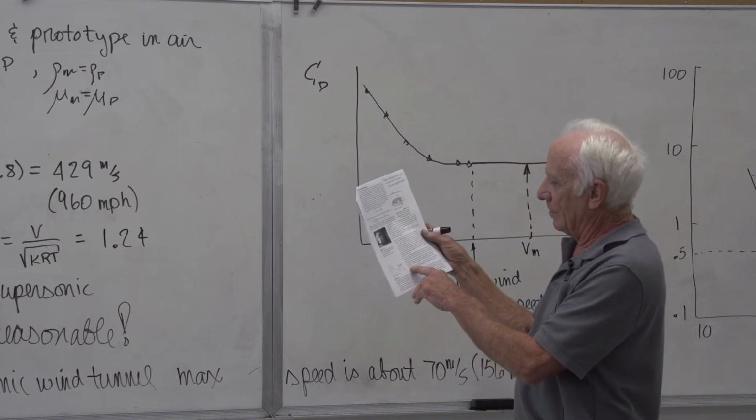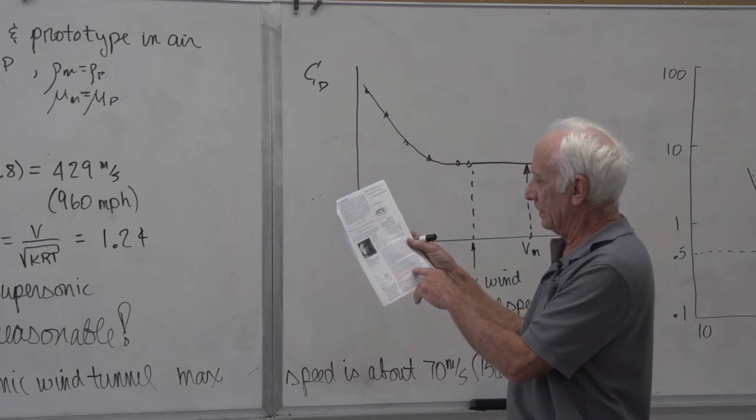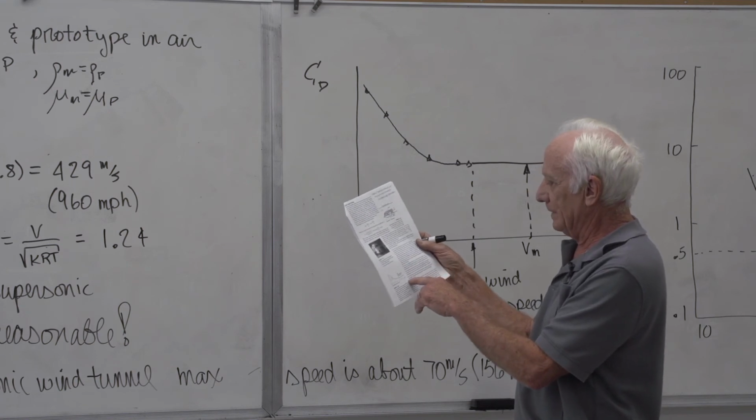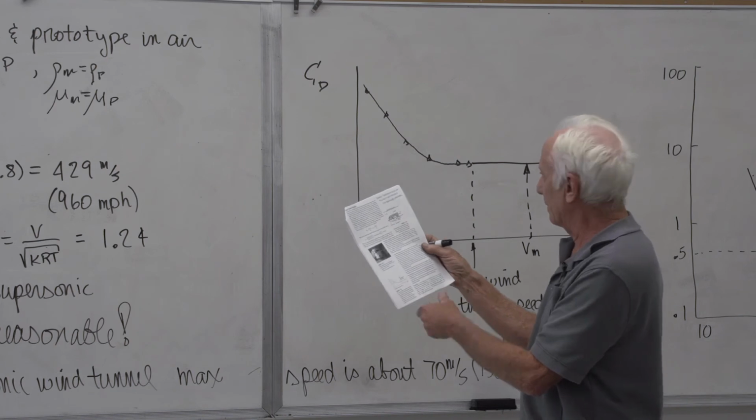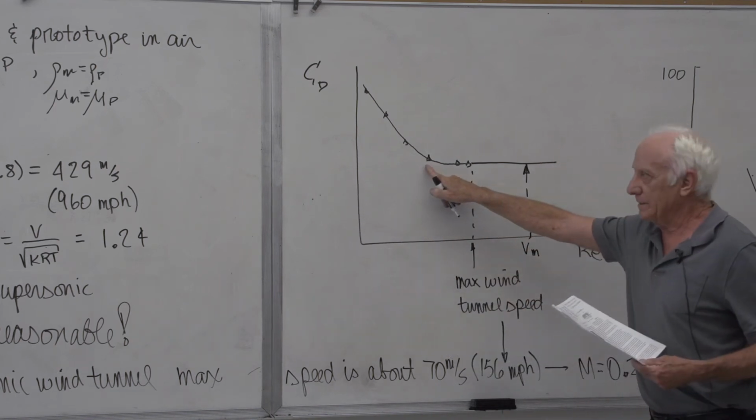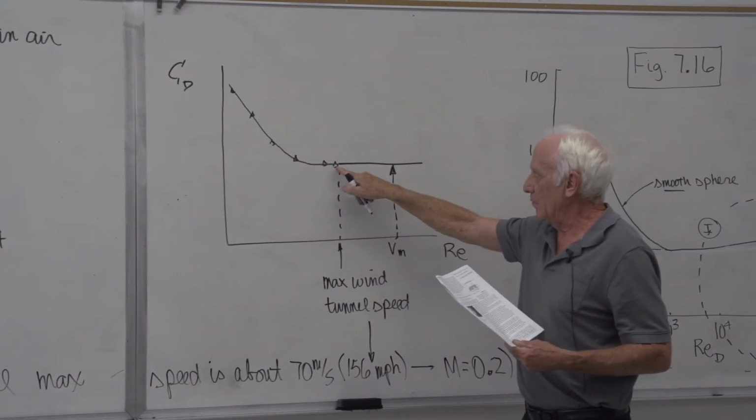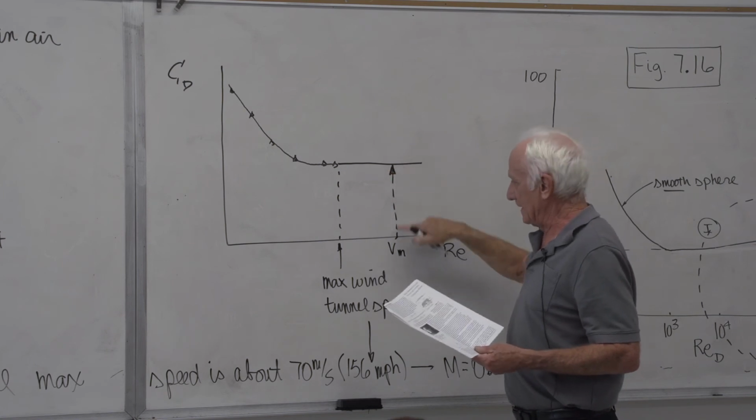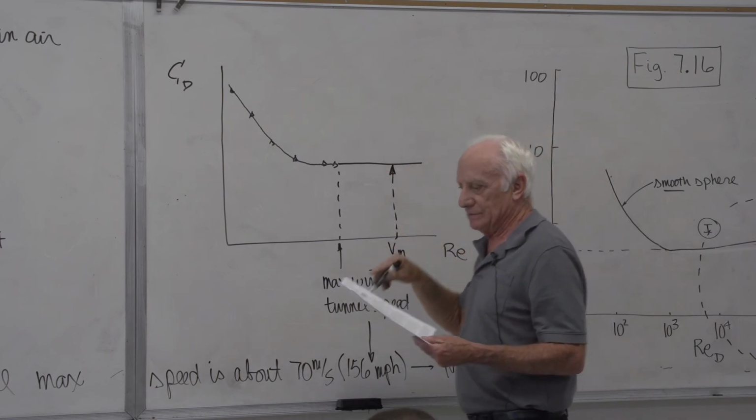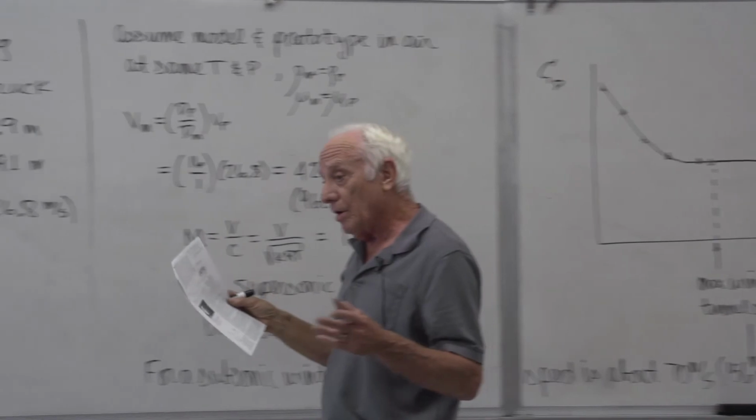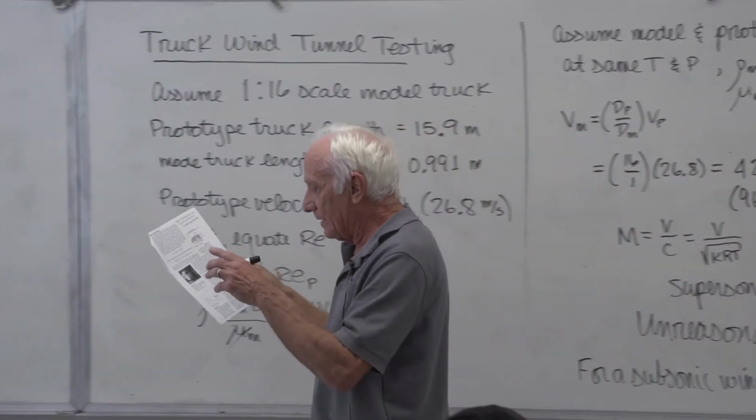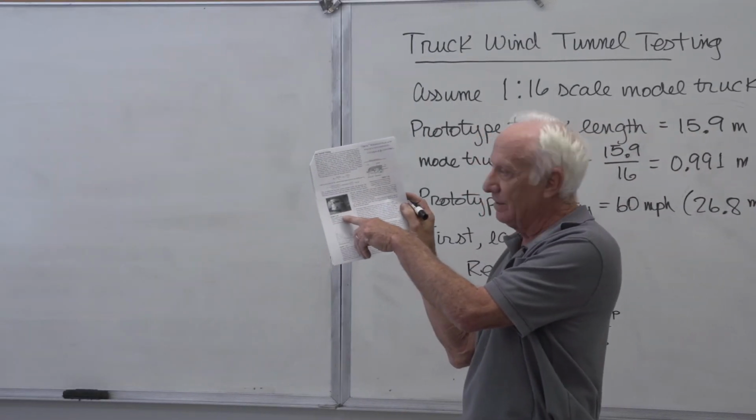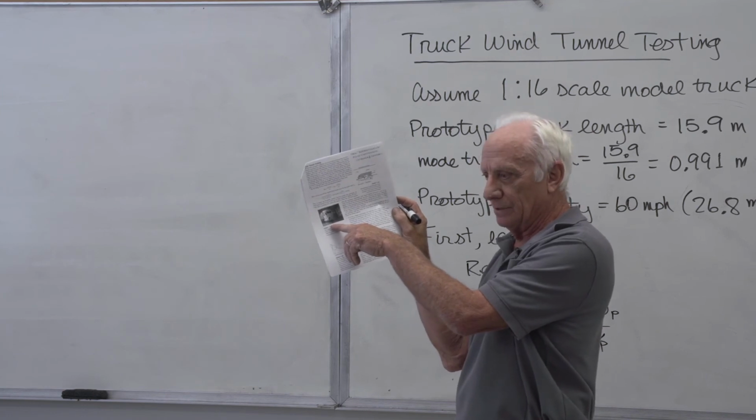If all else fails, we could run the wind tunnel at several speeds near the maximum speed and then extrapolate our results to the full-scale Reynolds number. Run a lot of tests near the maximum speed, where it flattens off, and assume at that Reynolds number, that's the same C sub D. Or if you want, put the whole truck in the wind tunnel. There's a picture right there. The whole truck is in a wind tunnel.